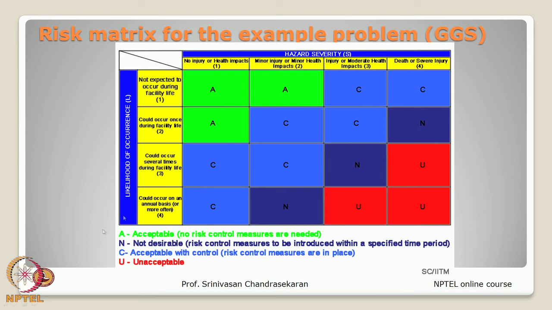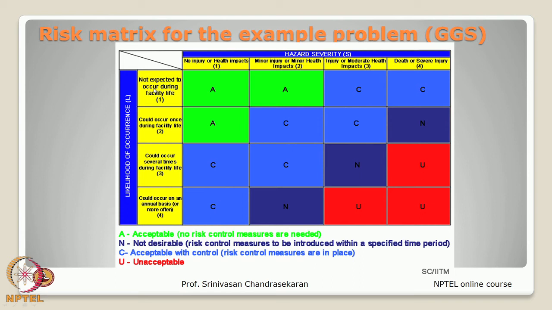Now, one can say not expected to occur during facility life. If you do not expect a specific event to occur at all within the lifetime of the facility, give the number as 1. If you feel that it could occur once during the lifetime of the facility, then it is 2. If it could occur several times, it is 3. If the likelihood is very, very large, it is 4. Very often it may occur.